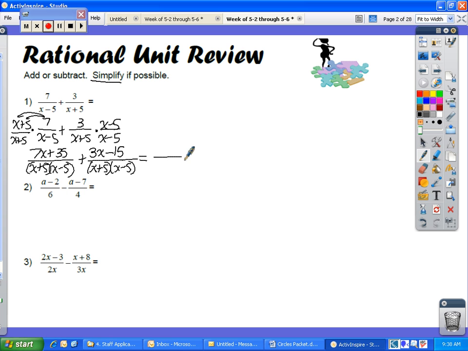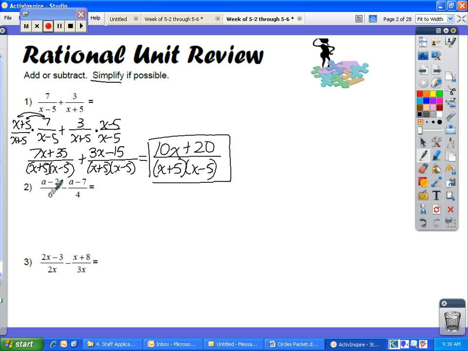Now, my denominator stays the same, so I keep the x plus 5, x minus 5. Now I'm going to combine like terms on top. So 7x plus 3x is 10x. 35 plus negative 15 is positive 20. And again, if I could factor this and get an expression for x plus 5, I would. But I'm not going to do that, so I'm just going to leave my answer like that.